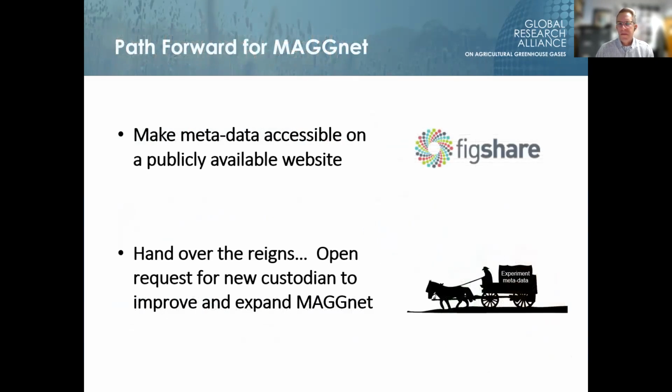So as we think of a path forward for MAGGnet, I think we're at a point that maybe we should take what metadata we have available and make it available on a publicly available website. Figshare, for example, would allow us to assign a DOI so that interested users could easily access it and then be able to screen what's available for their particular research purposes.